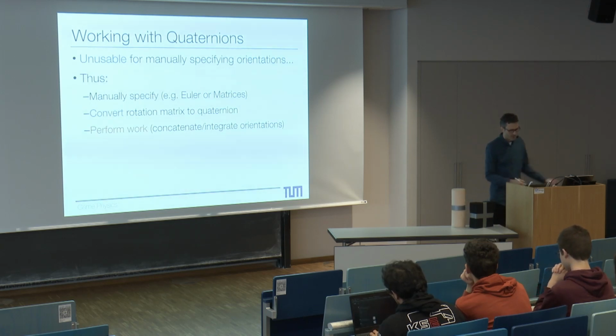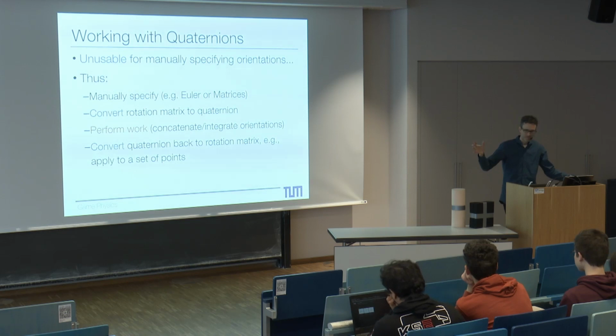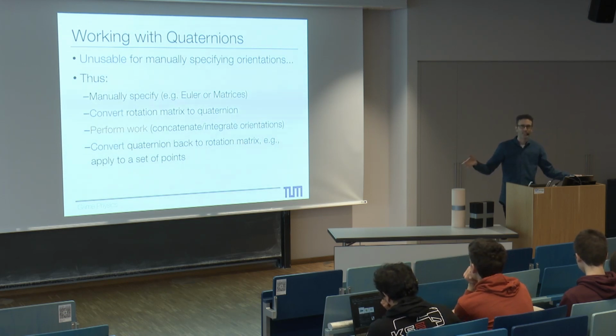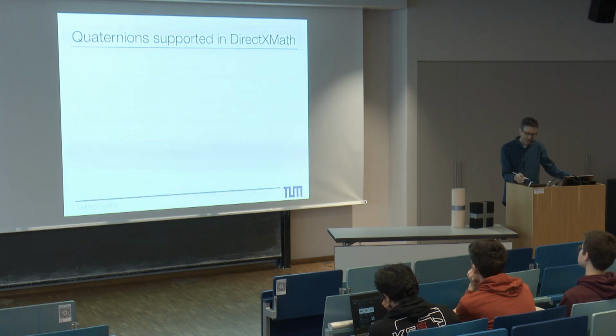But once you have that, say if you want to display it on screen, for transforming points in the triangle mesh that belongs to a rigid body, for example, it's good to have a rotation matrix again, and frameworks like DirectX actually have functions for that.